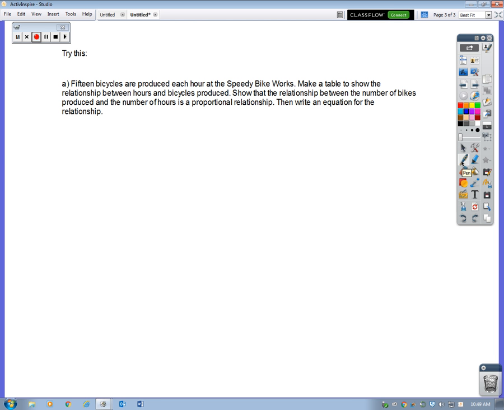Now we're going to try it ourselves. 15 bicycles are produced each hour at the Speedy Bike Works. Make a table to show the relationship between hours and bicycles produced. Show that the relationship between the number of bikes produced and the number of hours is a proportional relationship. And then we're going to write an equation for the relationship.